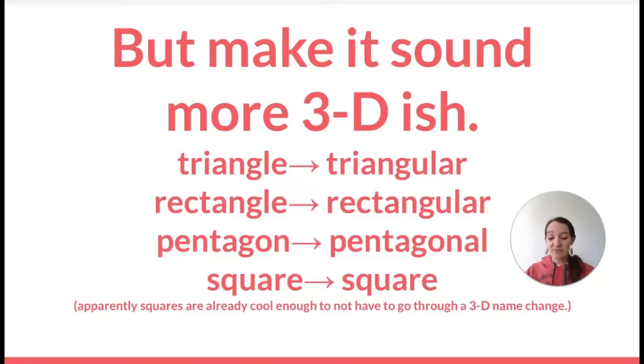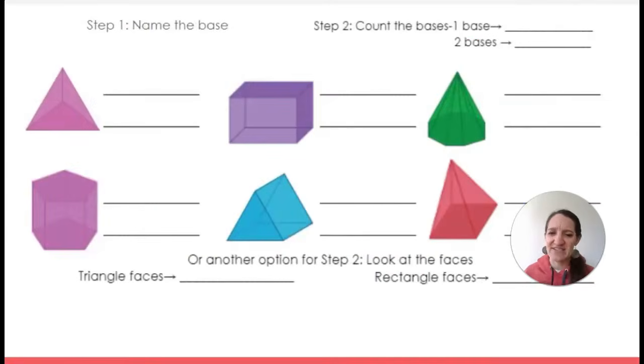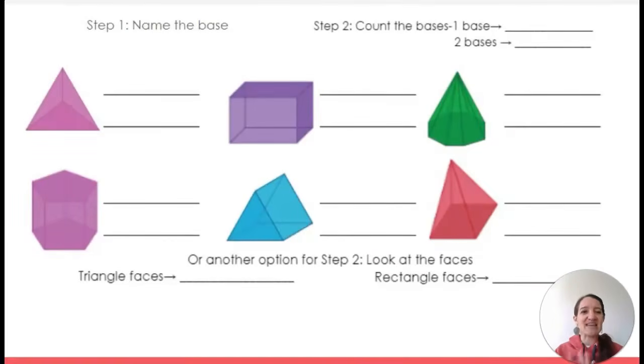If it's a pentagon, we call it a pentagonal. Okay, and then square, we call it a square. I don't know. Maybe they think it's cool enough that they don't need to sound all 3D-ish. So, this is in your notes. Let's give these guys their first name.